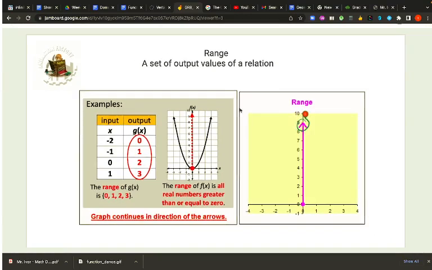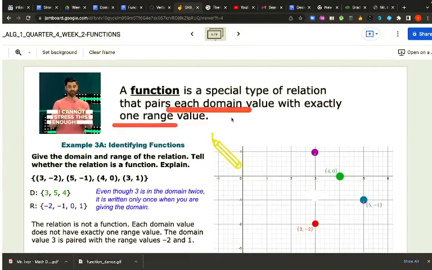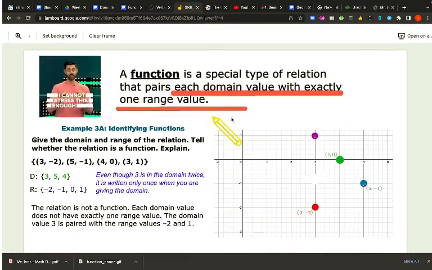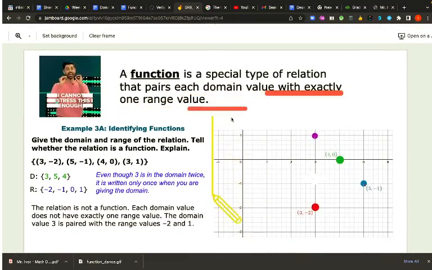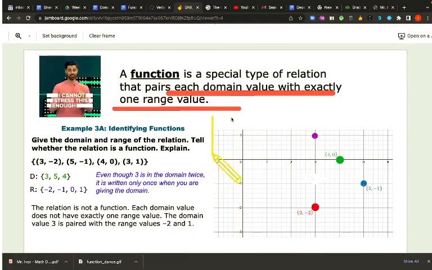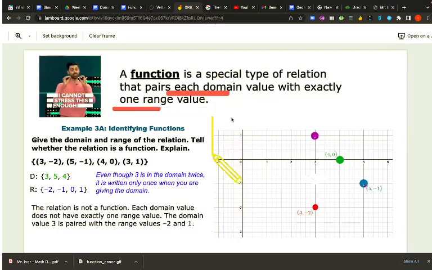All right. Now let's look at what a function is. A function is basically just a special type of relation that pairs each domain value with exactly one range value. Let me explain that with an example. So let's look at this. Give the domain and range of the relation, and then tell whether the relation is a function.